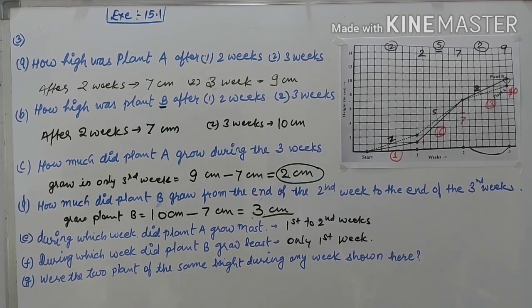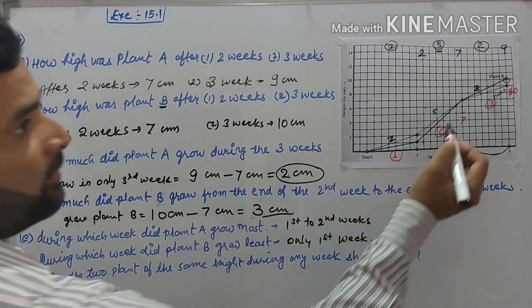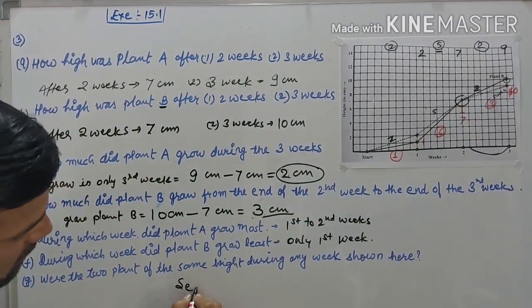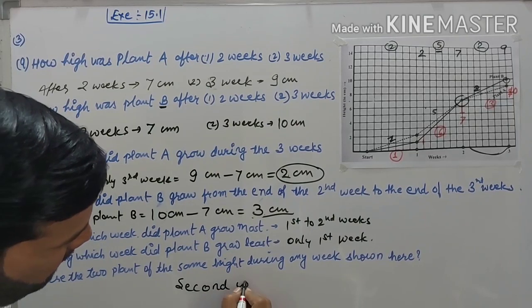And the last question: where are the two plants at the same height during any week? Same height. This is the point of same height. It means that it is the second week.